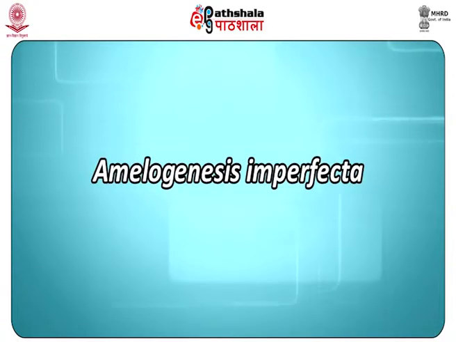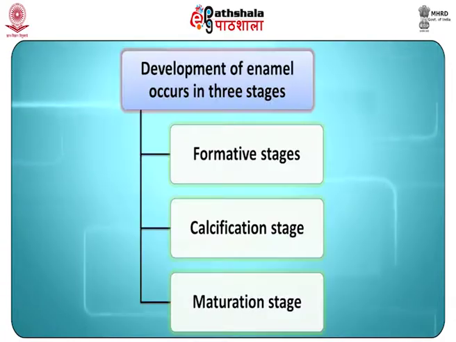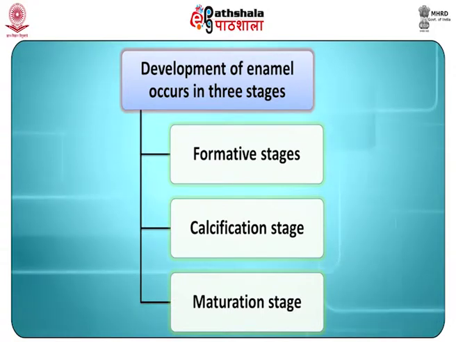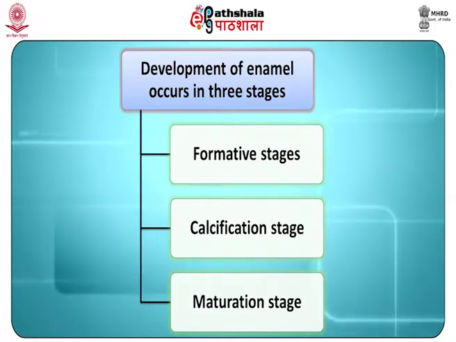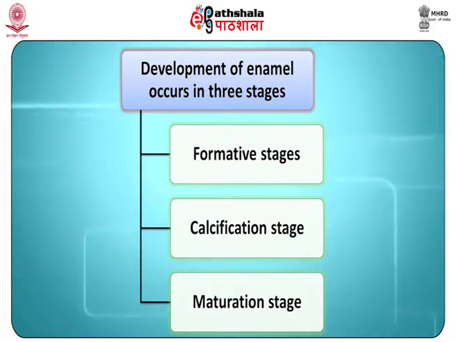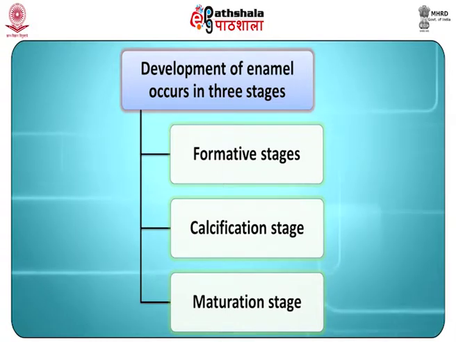First, I will be telling you about Amelogenesis Imperfecta. It is the defect of enamel which is hereditary in nature. It is an ectodermal disturbance since the mesodermal components of the teeth are normal. Development of the enamel occurs in 3 stages. The first is formative stage, second is calcification stage, and the third is the maturation stage.